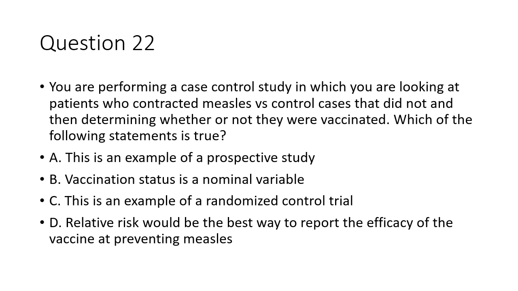For D, relative risk would be the best way to report the efficacy of the vaccine at preventing measles. This is not the case, right? Because whenever you're dealing with case control studies and you're looking retrospectively, you can't really do relative risk. You have to use odds ratios, right? You have to use things like the difference in odds.